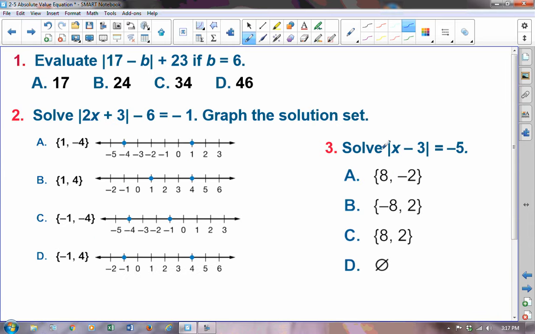Here are 3 problems to do on your own, and turn in your answers to the substitute, and we will look at them together tomorrow.